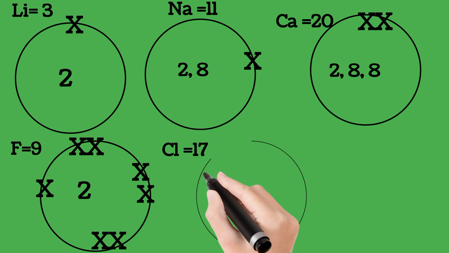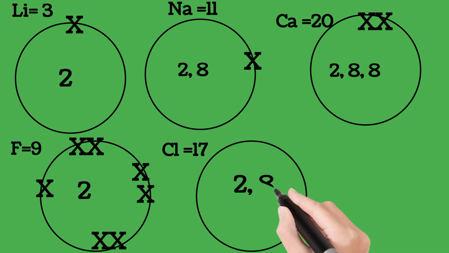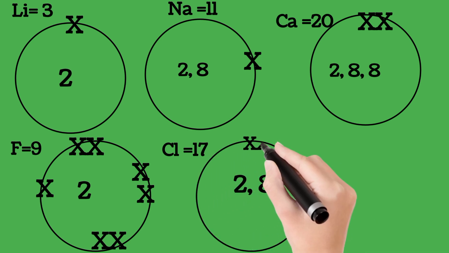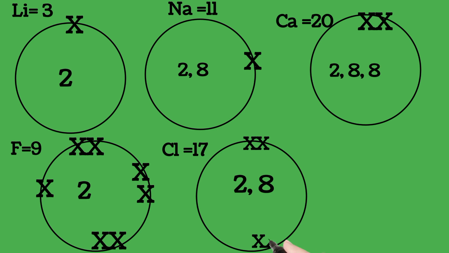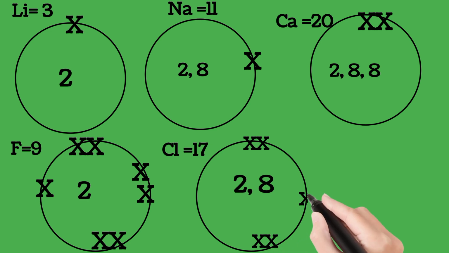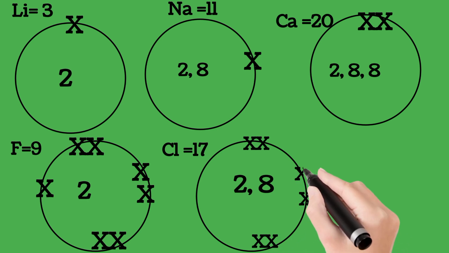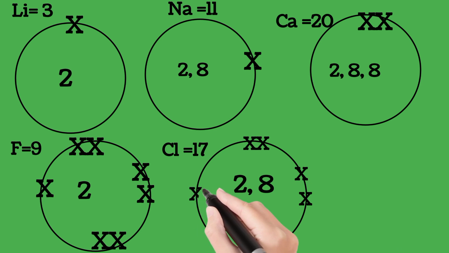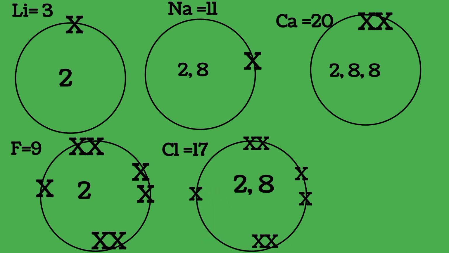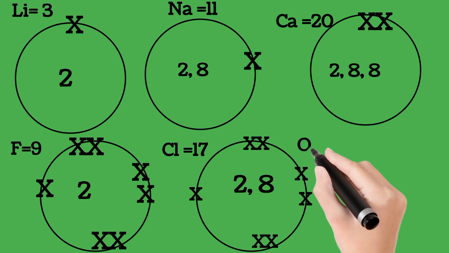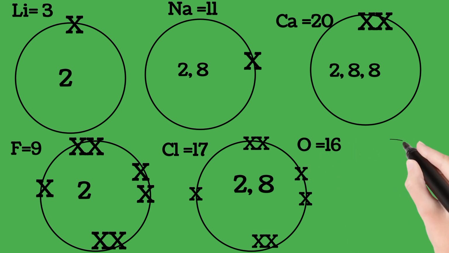Chlorine 17 has 7 electrons in the outermost shell. It will equally prefer to accept 1 electron instead of gathering momentum to release what? 7 electrons in order to attain the octet structure. It accepts 1 and then it is stable. And then it will also become chlorine minus because it has accepted 1. Chlorine minus means it has accepted 1 electron.